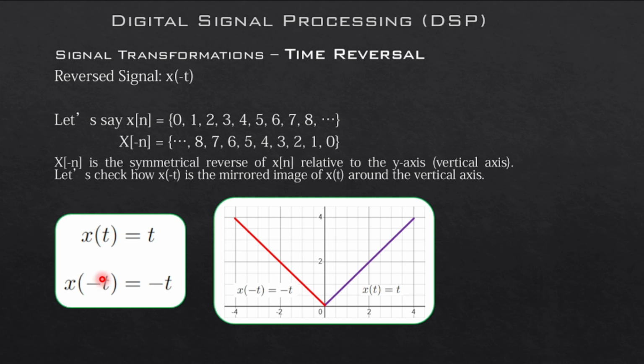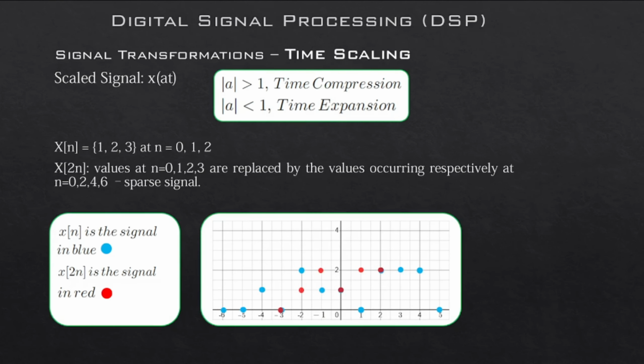Okay, so we're reversing the time. When you reverse the time, like 0, 1, 2, 3, we're reversing them. You get the mirrored image relative to the y-axis, the vertical axis here, which is x(t), not y in this case.